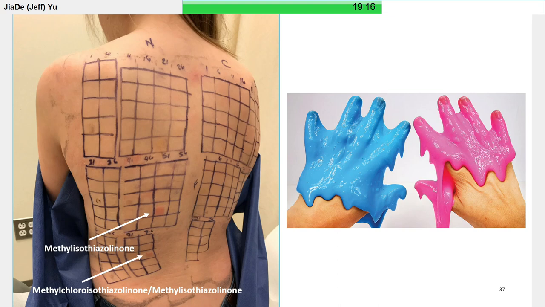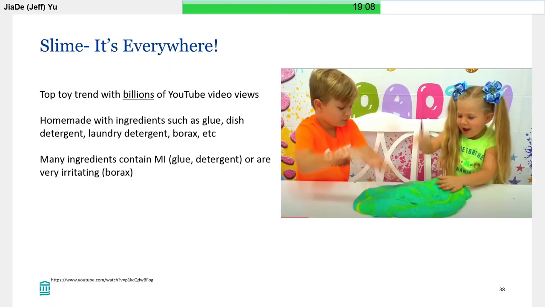And we figured out that the reason why she was getting this was because of a very common toy in the United States that kids like to make called slime. If you're not familiar with slime, look it up on YouTube. You're going to find videos that have billions and billions of views because for some reason kids think making this kind of putty is really fun. They use different types of ingredients such as glues, dish detergents, laundry detergents, borax, for example. And a lot of these ingredients overall contain methyl isothiazolinone, such as the glue as well as the detergent, and it can be very irritating to the skin.